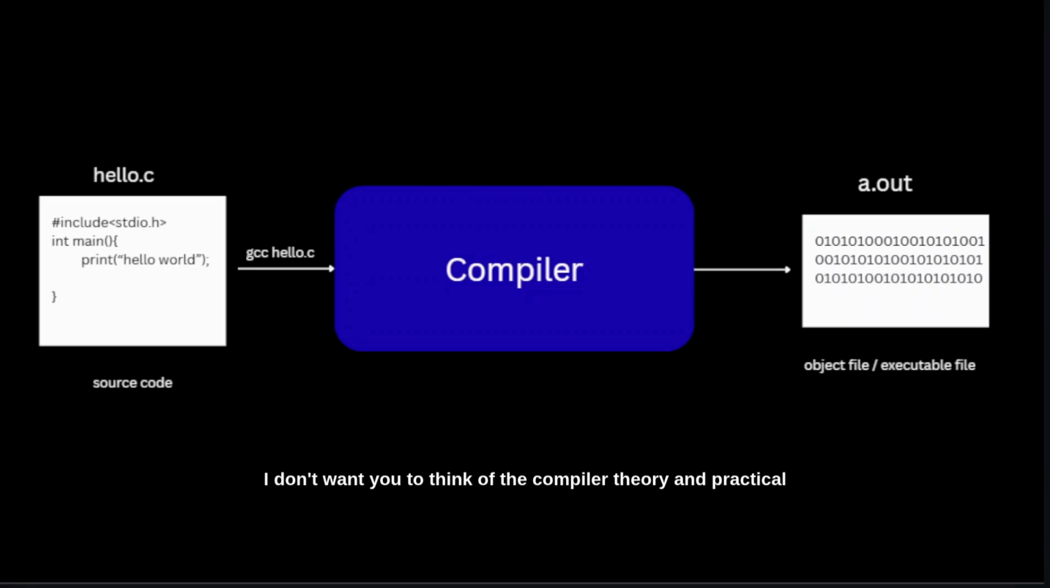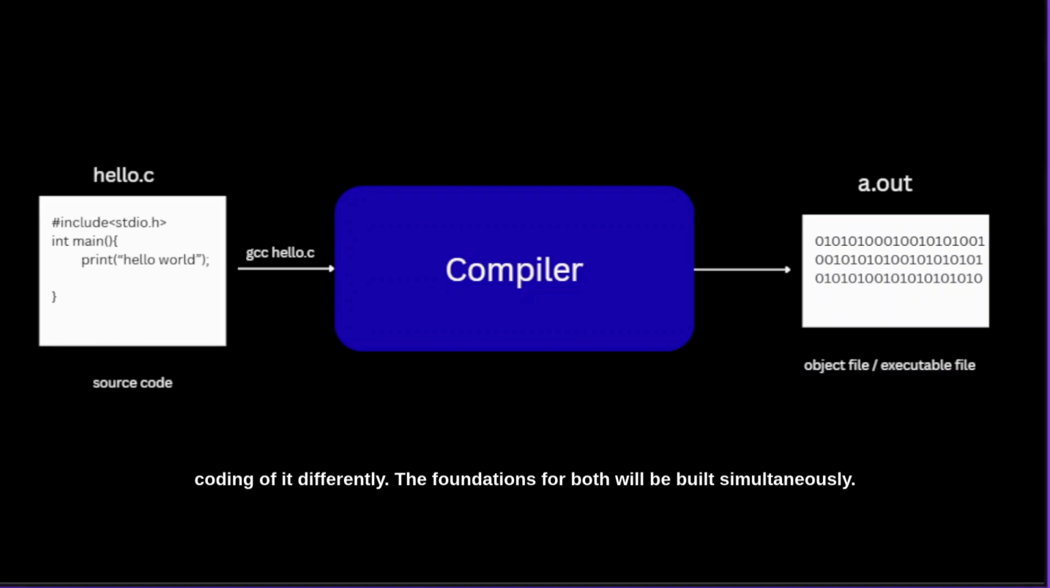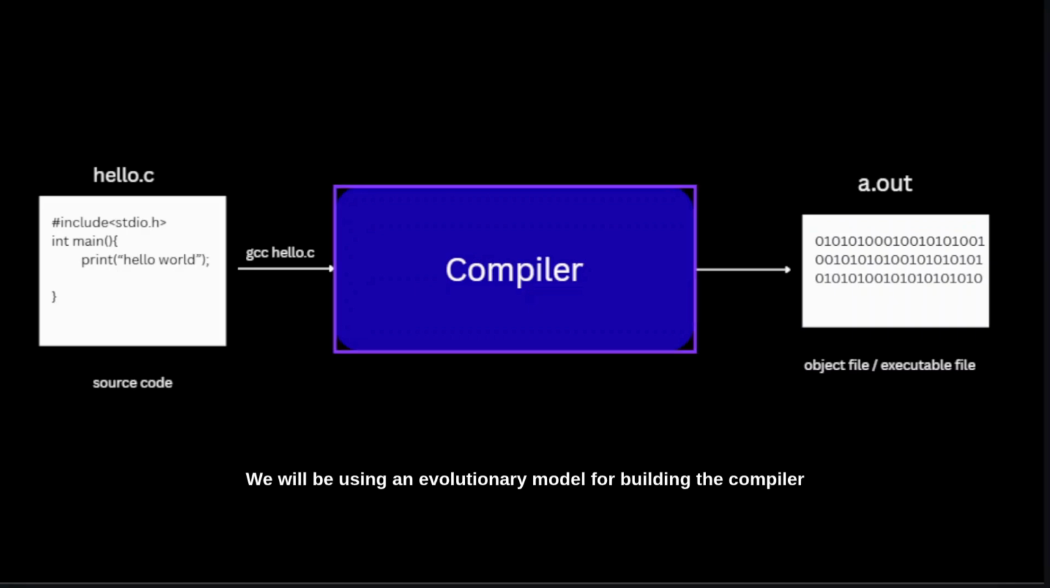I don't want you to think of the compiler theory and practical coding of it differently. The foundations for both will be built simultaneously. We will be using an evolutionary model for building the compiler such that from the very first segment, you will have a working program you can run. With each passing segment, it will increase in features until we eventually have a complete language. I will try to keep the program in a runnable state even when the major features are missing. Sometimes we add temporary code that gets replaced later.